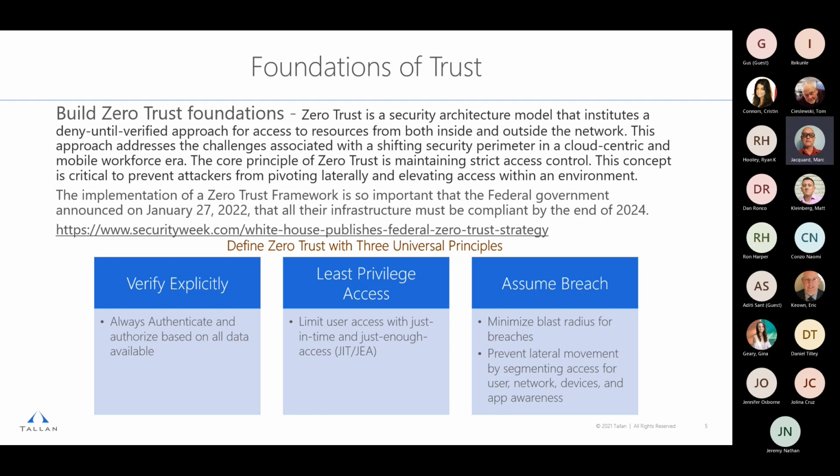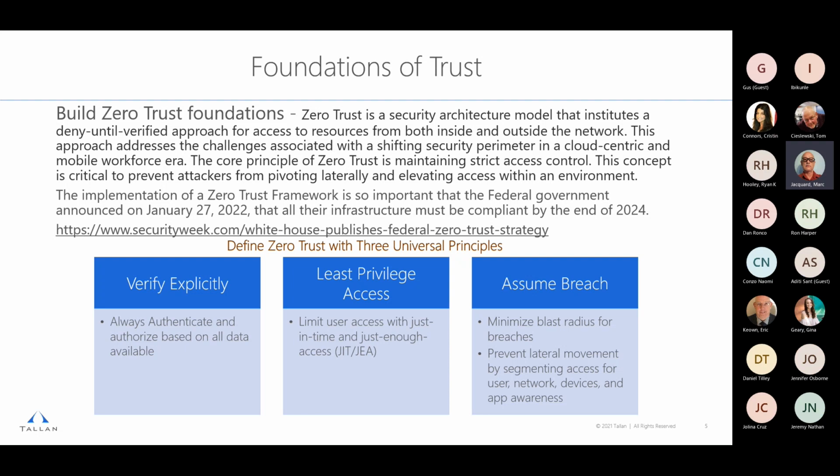And I can deny if they don't, right? But I'm really denying until all those things are matched. We use least privileged access. So we want to limit a user with just in time and just enough access. So they only get the access when they need it, and they only get as much as they actually need.